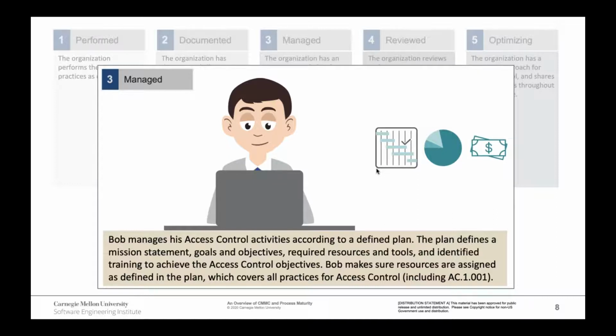Basically, what the assessors will want to know at level 3 is that someone is behind the wheel steering and managing the access control activities. And this will look different for every company. It will just be based on how you choose to do your management.